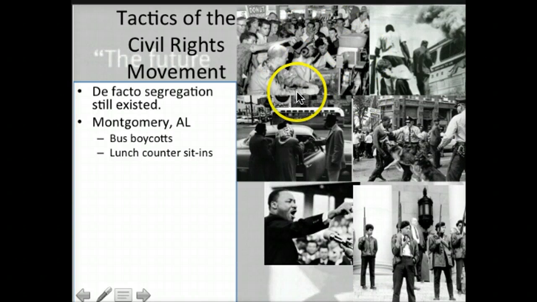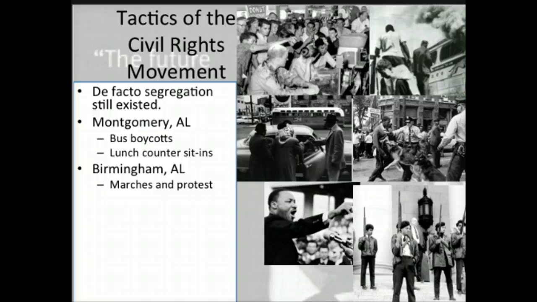So the famous lunch counter where you see the lunch counter sit-in, where the black kids are with white kids, as you see, there's a white kid right there and a white kid right there. They work together. They refused to get up and move when they weren't served. And that lunch counter is actually in the Smithsonian American History Museum today.